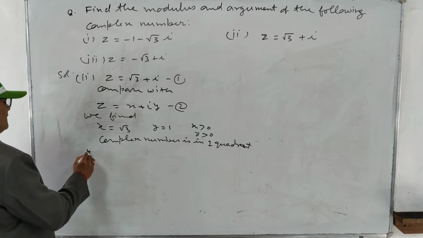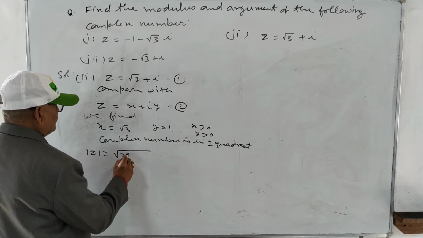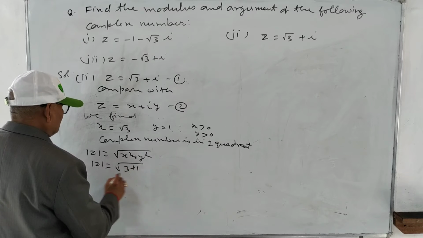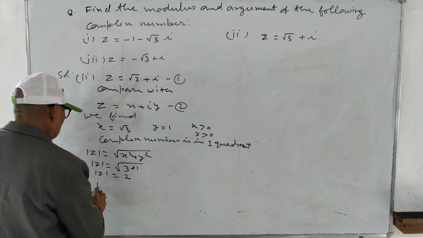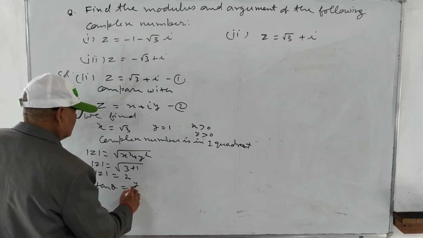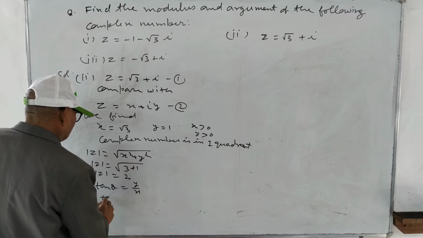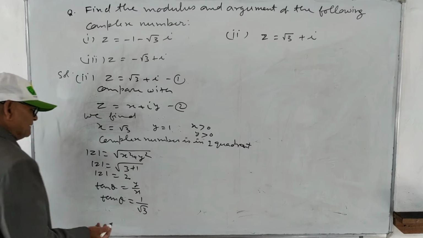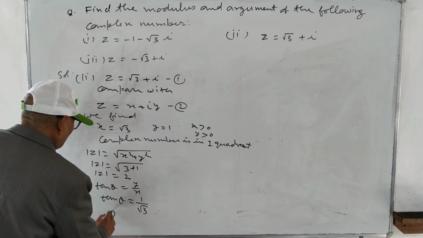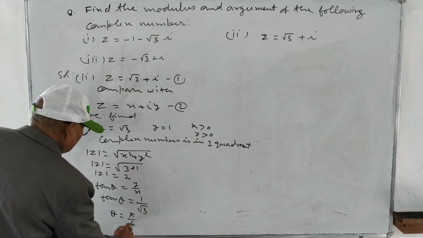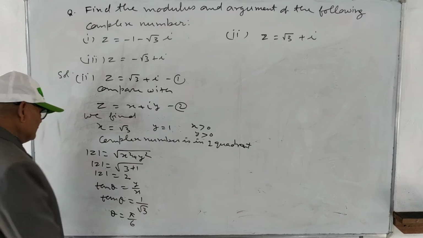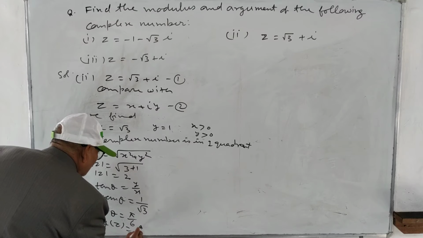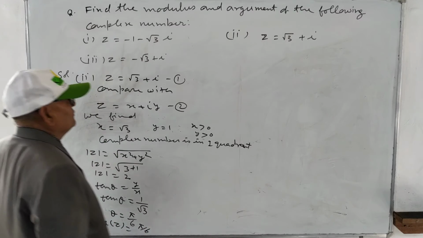So mod z equal to under root x square plus y square. Mod z equal to under root 3 plus 1. Mod z is 2. And tan theta is equal to y upon x. Your y is 1 and x is root 3. X and y both are positive. So from here your theta is pi by 6, 30 degrees. So your argument of z is pi by 6 and modulus of z is 2.